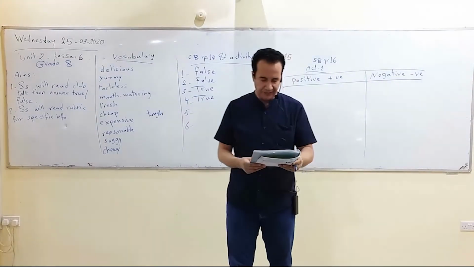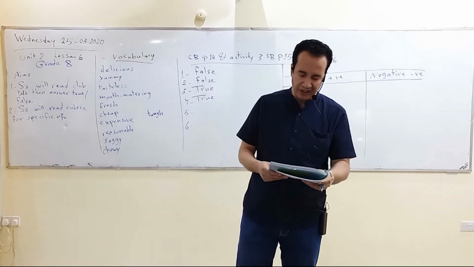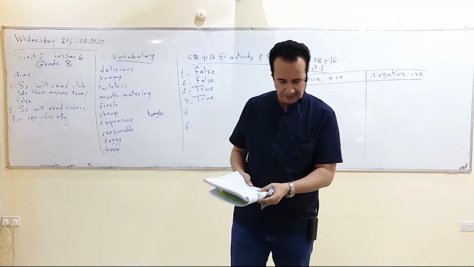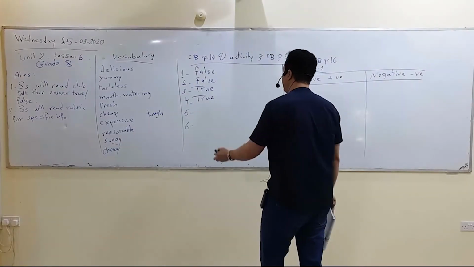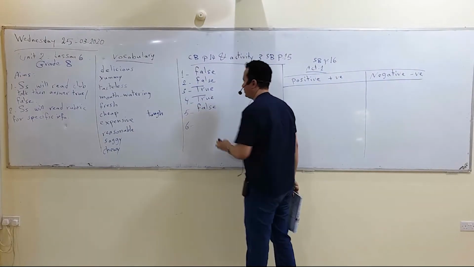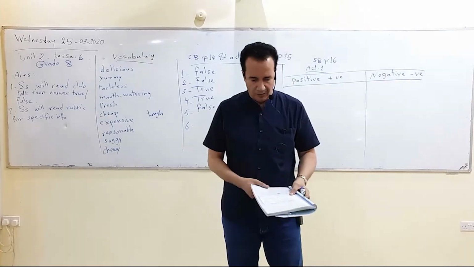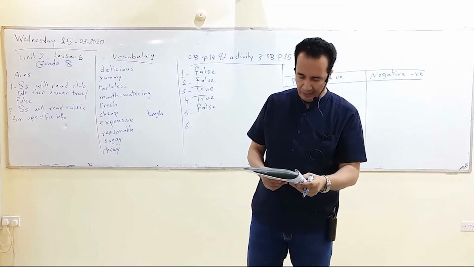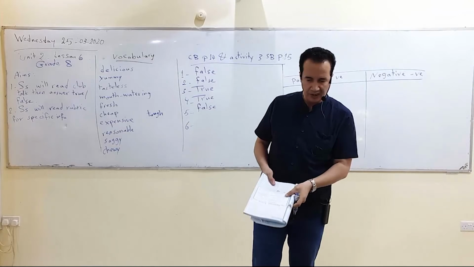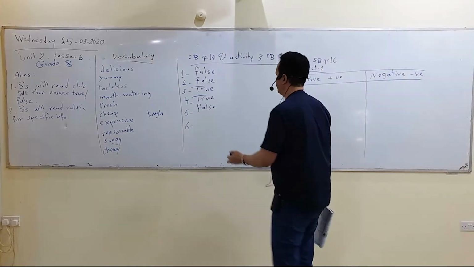Number 5. Mark and Zaki have already learned how to use the coffee machine. That's number 5, and that's false. Number 6, the last one: Abdul Karim didn't get any of the food he wanted. And that's true.